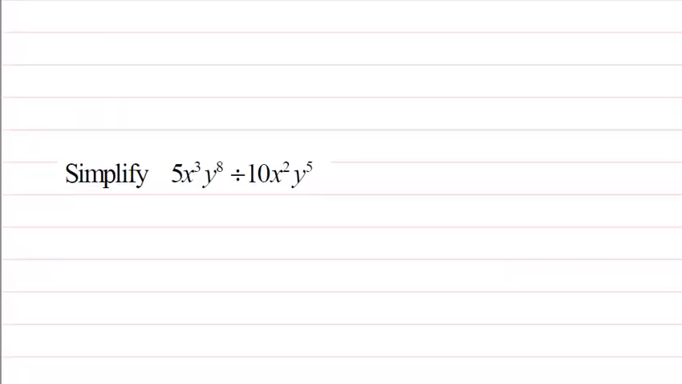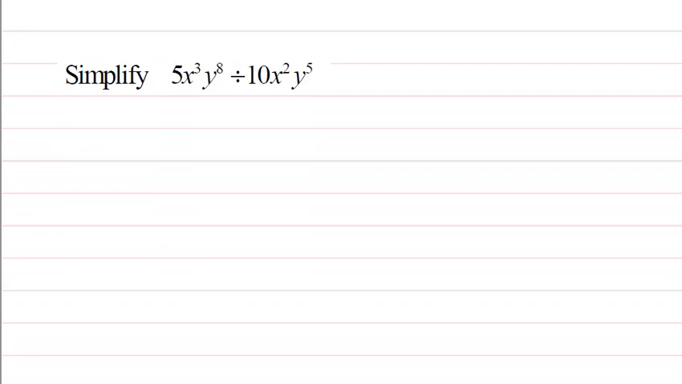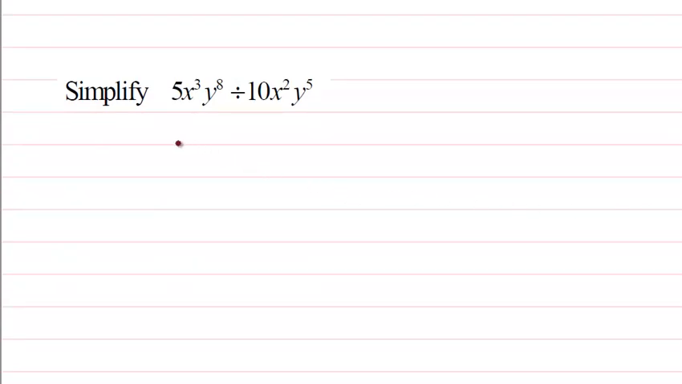The next example is a division. So it's better if you write it like this: 5x cubed y to the power 8. Then this expression we write underneath, so it's 10x squared, then y to the power 5.